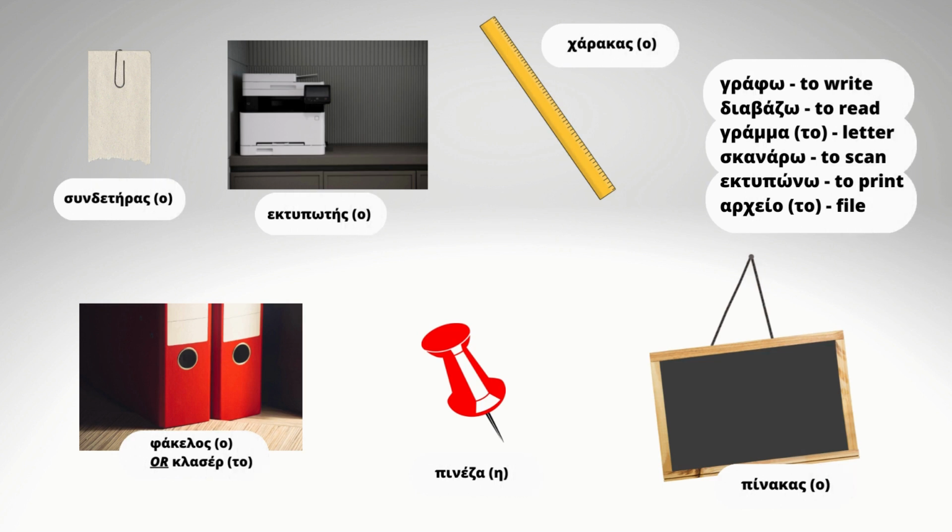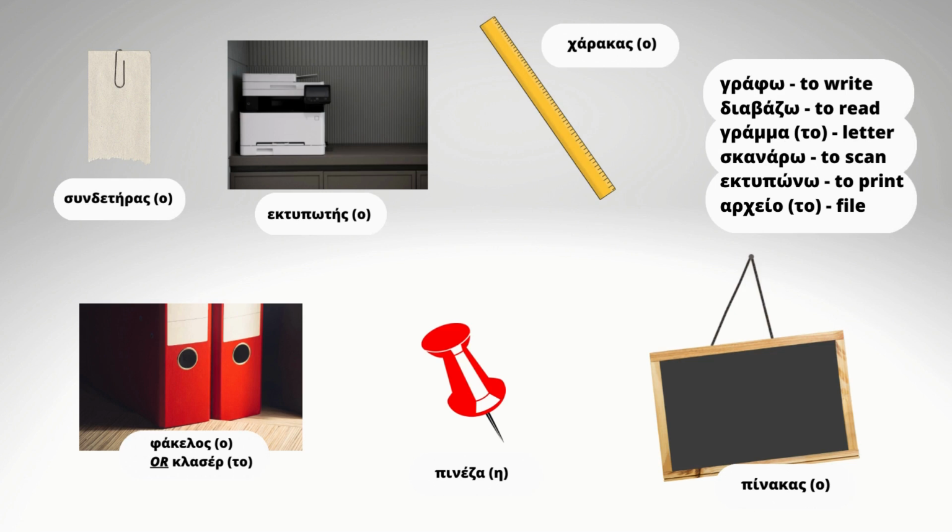So we have ο συνδετήρας, masculine gender word. Ο συνδετήρας. I'll repeat one more time because it's a long word. Ο συνδετήρας, which is called clip. You can see the picture, you know its use. Ο συνδετήρας, a clip. The next one is the word for a printer. Ο εκτυπωτής. Ο εκτυπωτής. Again, masculine gender.